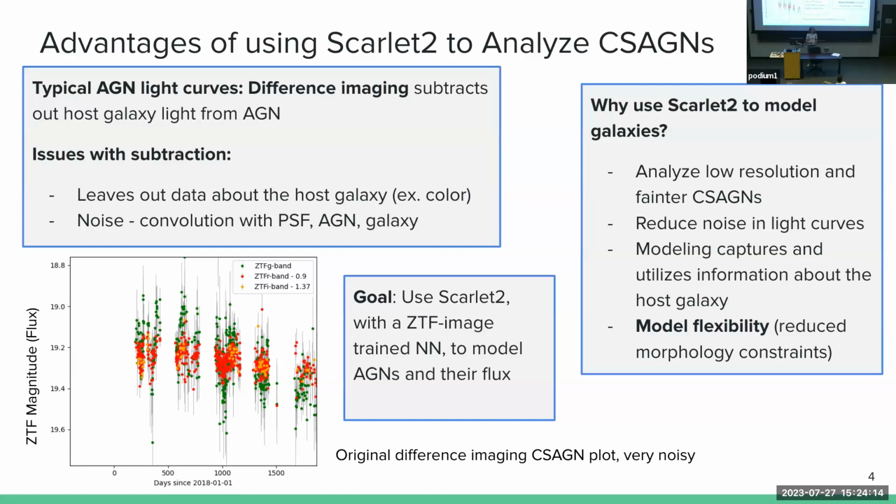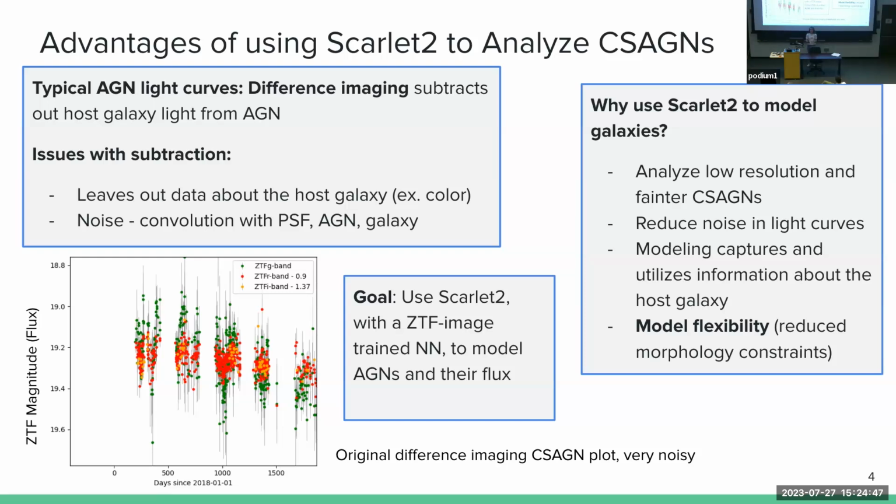So the typical method for constructing AGN light curves is through difference imaging. This process subtracts out the host galaxy light from the AGN point source in order to isolate the AGN's point source. However, some issues with this subtraction method are that it leaves out the data about the host galaxy because we are simply deleting this light from the image. In addition, this method can also create noise in the light curves, as we can see below, when there is convolution with the point spread function, the AGN host galaxy, and any other point sources in the image.